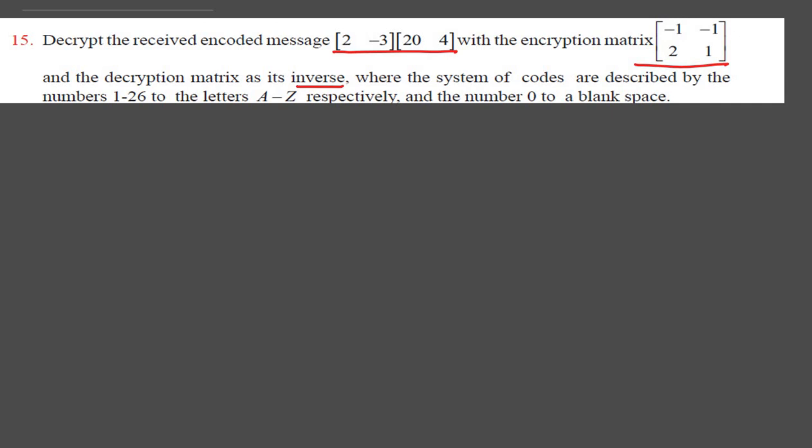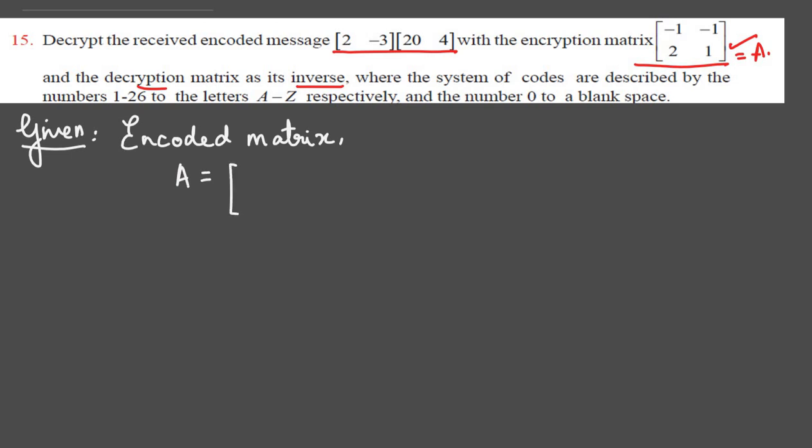In this question, we take the encryption matrix, the encoding matrix, to be equal to A, and the decryption matrix according to the question is the inverse. For the given A matrix, we are going to find A inverse. The A matrix is taken as the encoded matrix. Encoded matrix A is equal to -1, -1, 2 and 1.